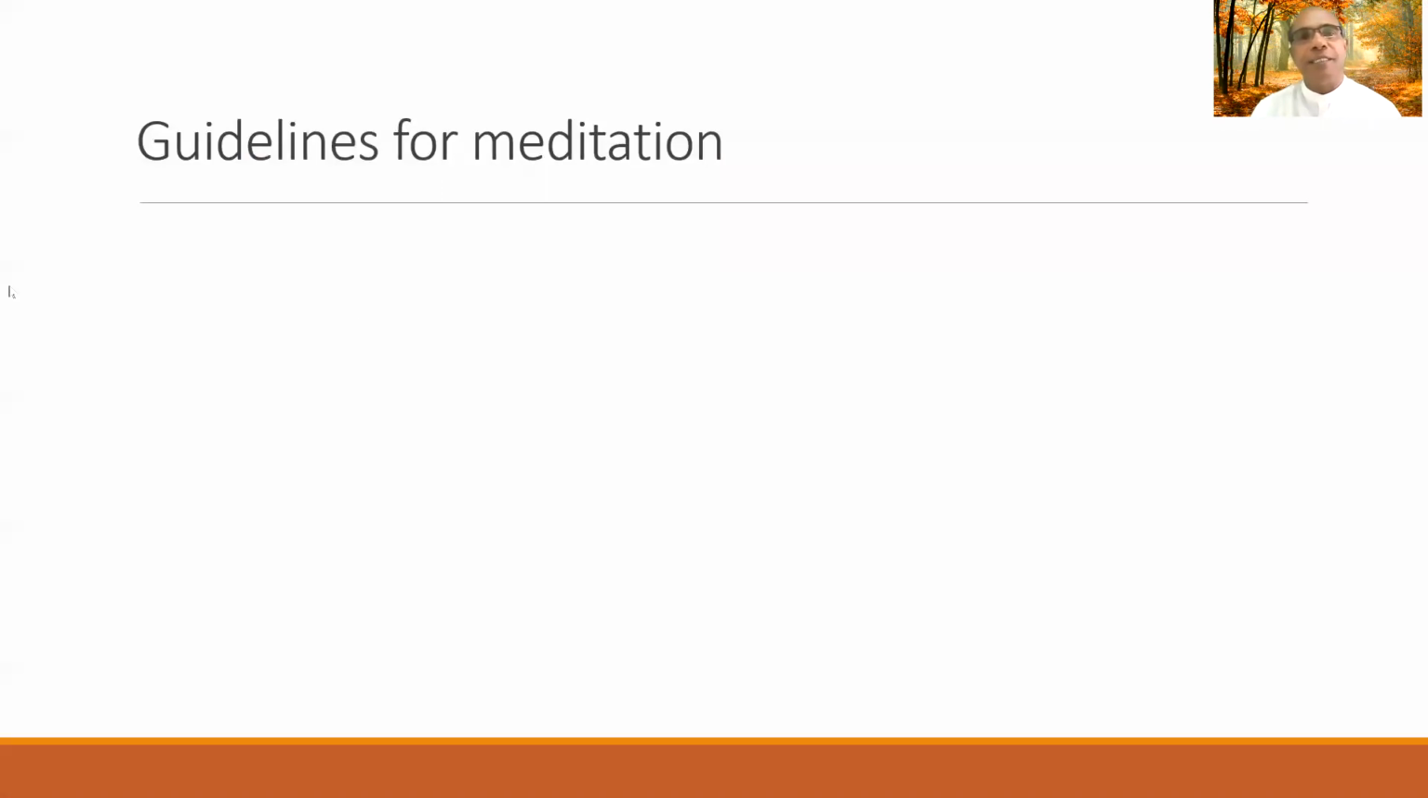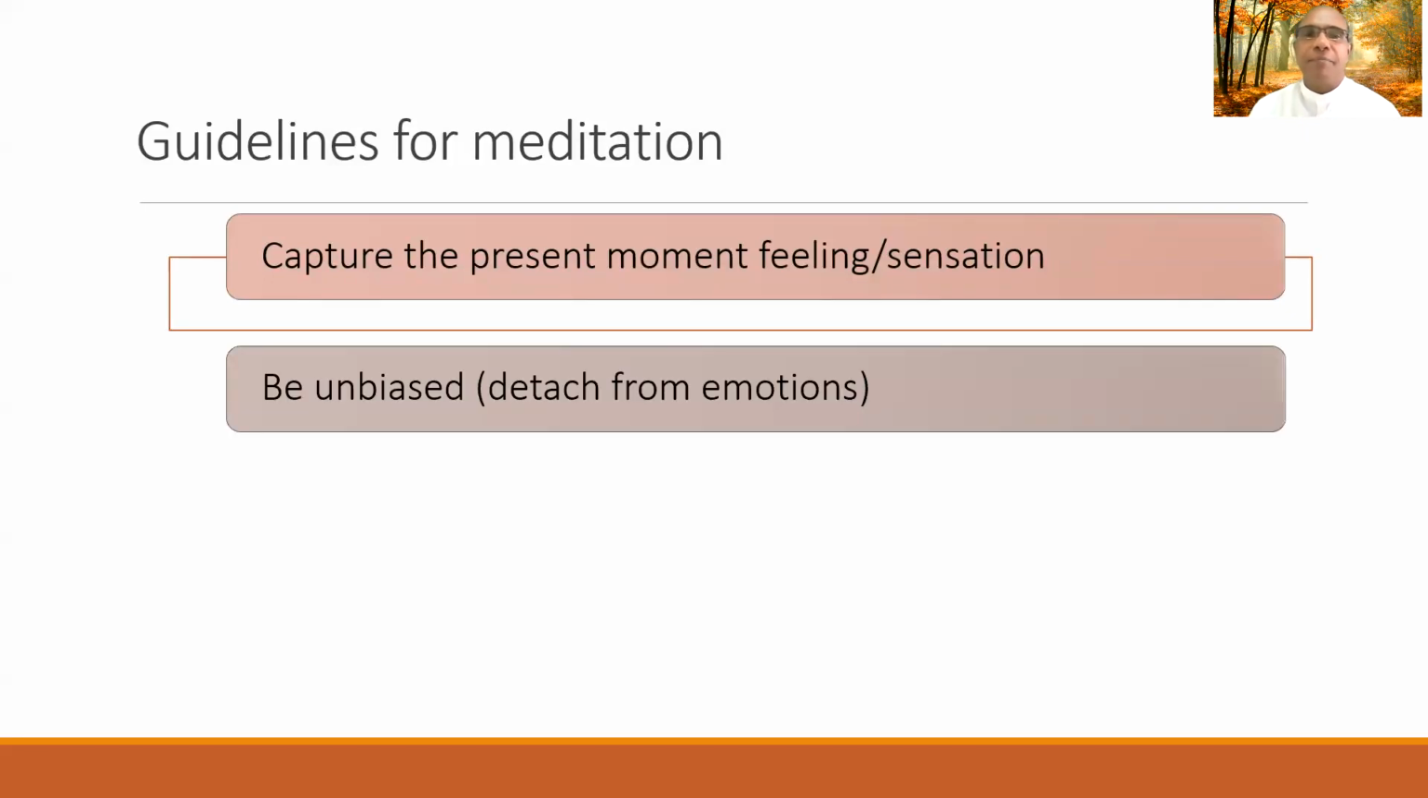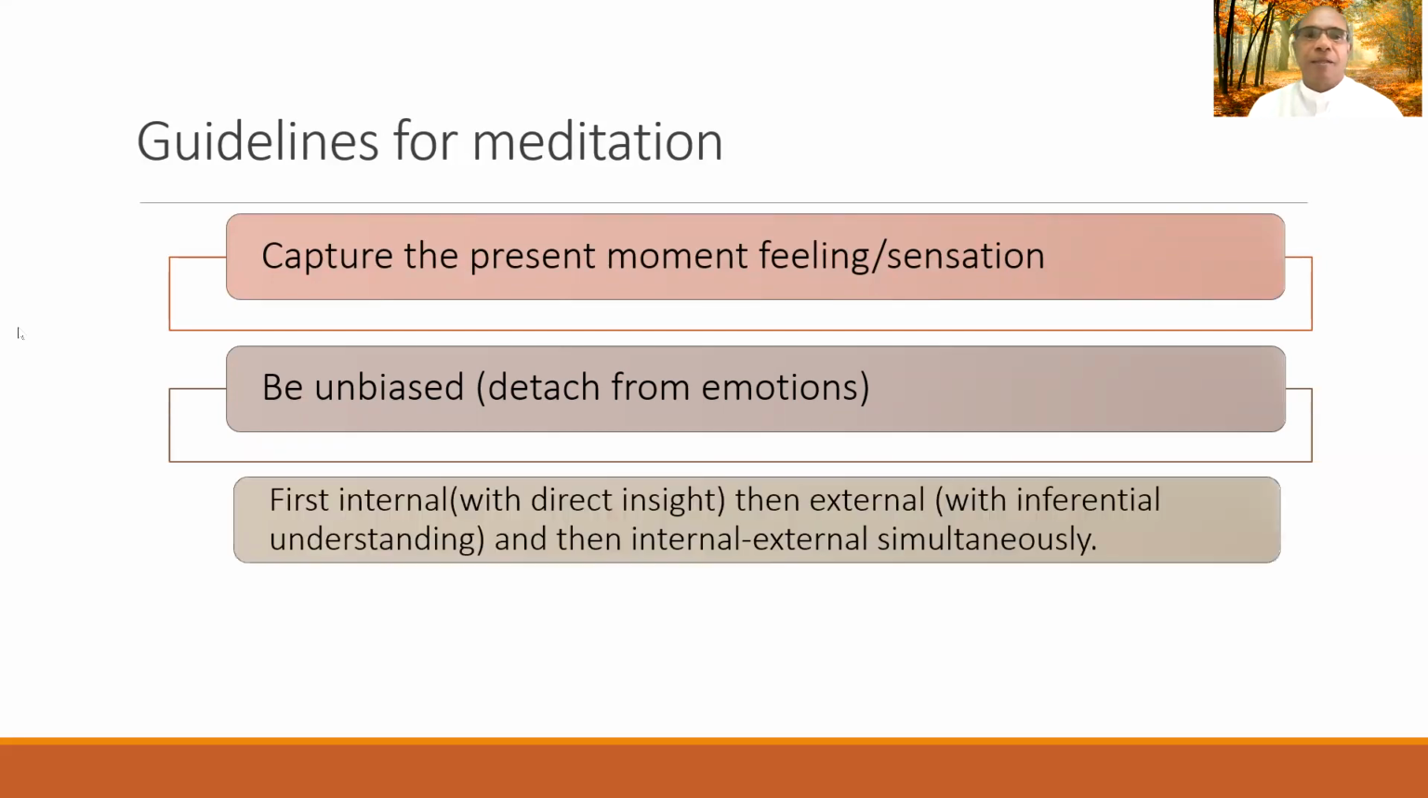The guidelines in this meditation are similar to what we did earlier, but anyway, I will put them on the screen. We have to capture the present moment feeling, present moment sensation, and we have to be unbiased. That means we have to detach from the emotions. Emotions will make us biased. As a neutral observer, we observe only the bare sensation. Then with direct insight, because you feel directly, you identify the internal sensations. And then with inferential understanding, you try to focus upon the external, that means others' feelings.